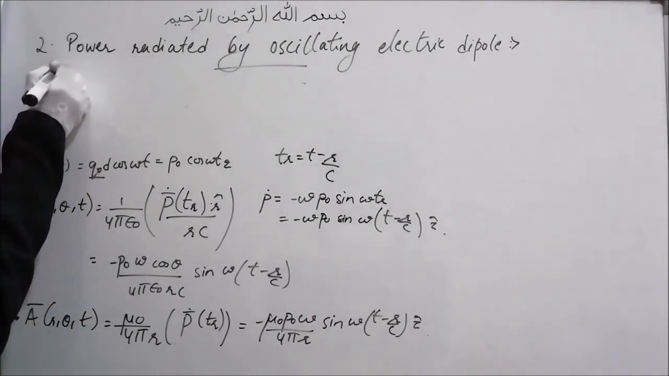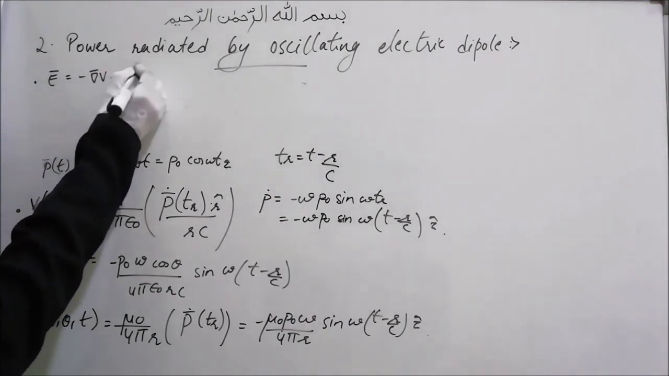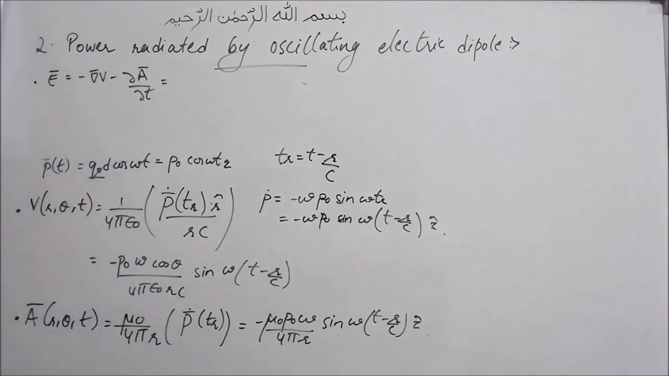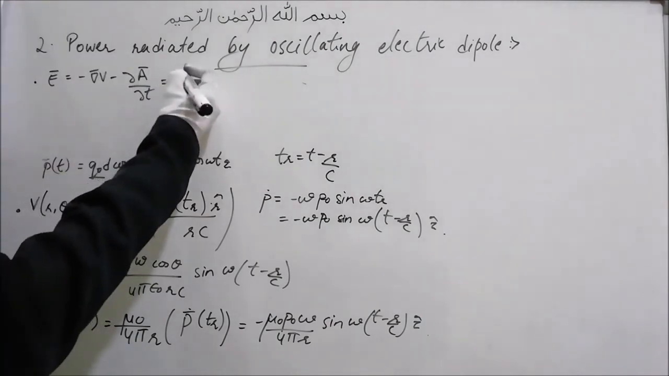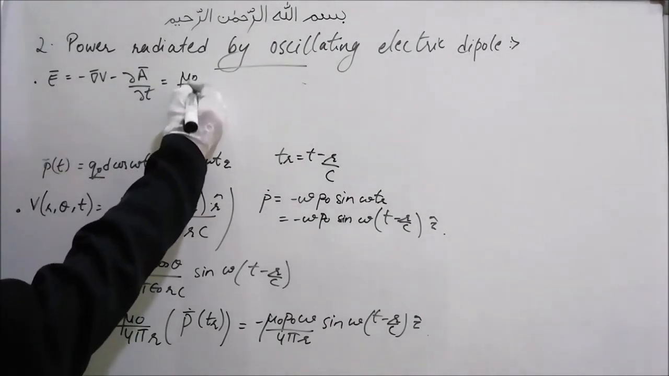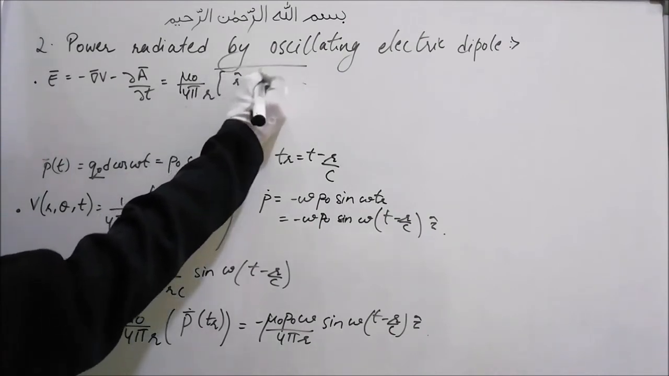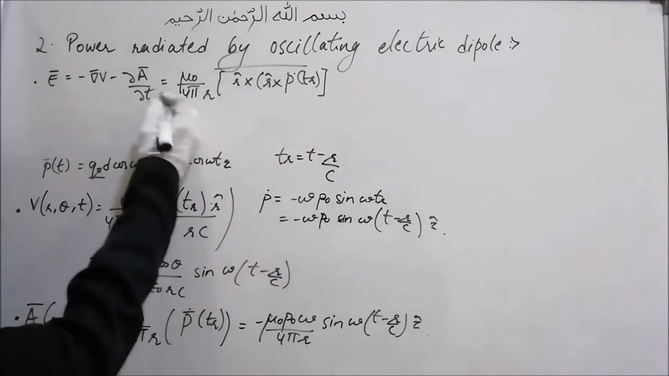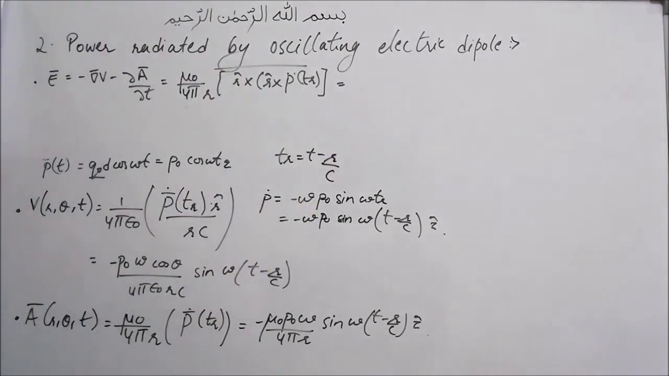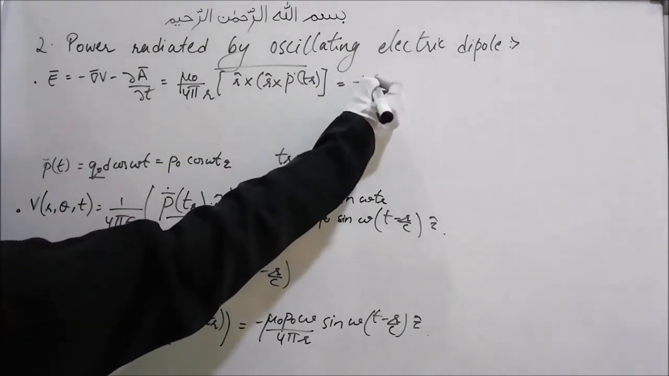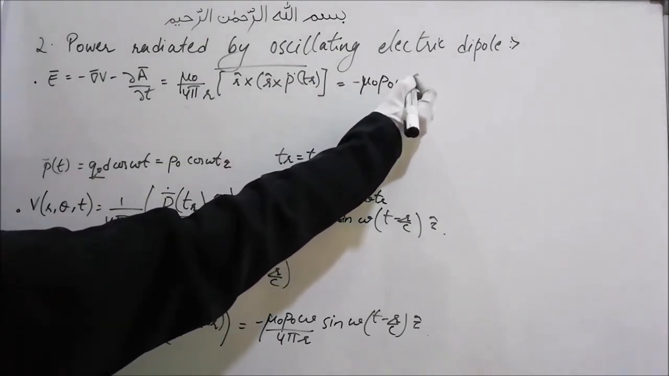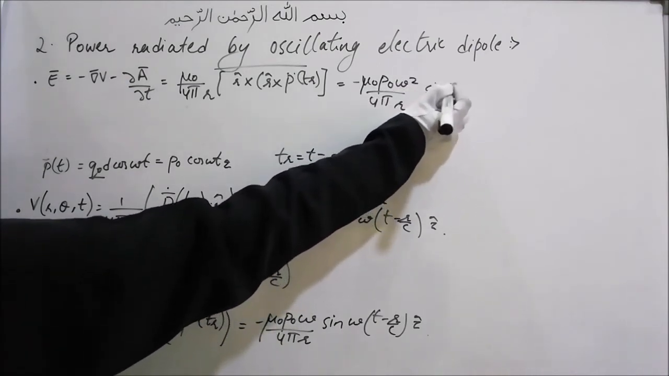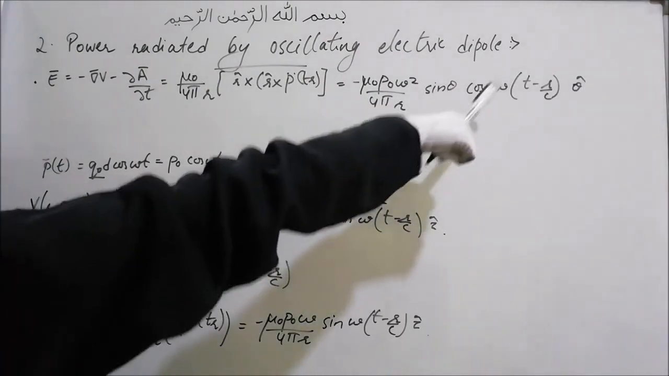The electric field will be equal to minus del bar V minus del A bar by del t. This formula we have also seen in potential formulation, and this will be equal to mu naught upon 4 pi r hat cross p double dot t_r. This will be equal to minus mu naught p naught omega squared divided by 4 pi r sine theta cos omega t minus r by c theta hat.